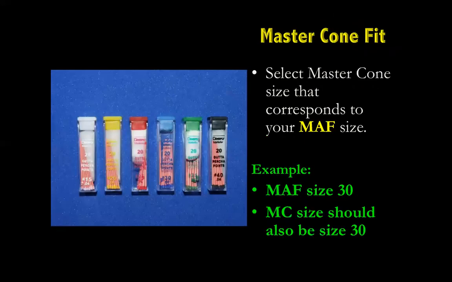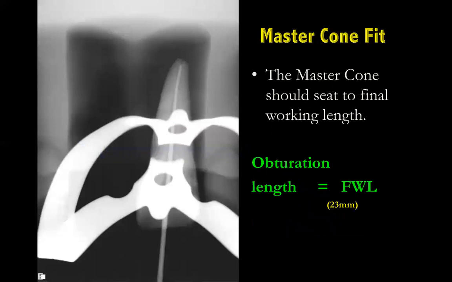We select the master cone. In this case, the master cone is number 30, as we select the master cone according to the master apical file. So if the master apical file was 30, the master cone will be 30. So the master cone is 30 and the length is 23 millimeters. We put the master cone in the canals and adjust it at the same level, 23 millimeters.